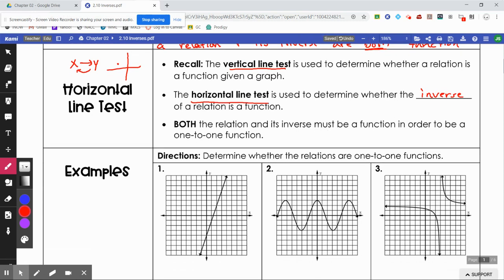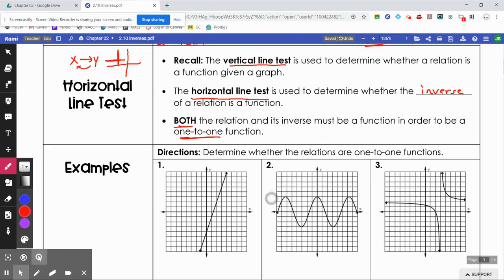So pretty much now you can't have repeat y's. You can't have a point next to a point, or a point over a point. If there's a point over a point, then it fails the vertical line test and it's not a function. If there's a point next to a point, that means its inverse would not be a function. Both the relation and its inverse must be functions in order to be one-to-one.